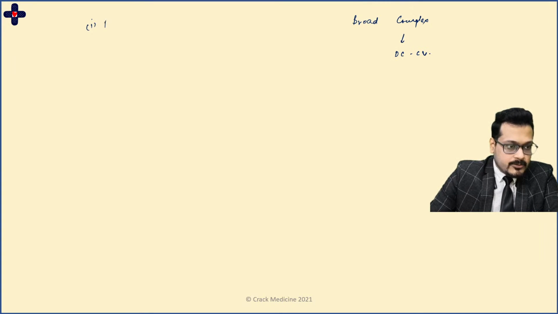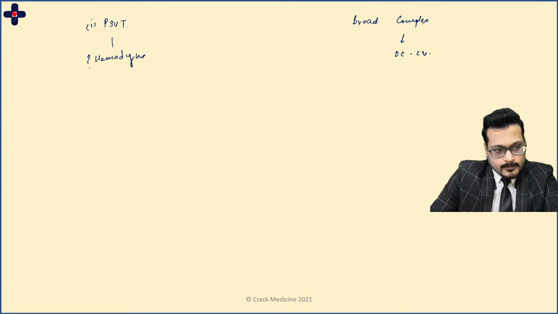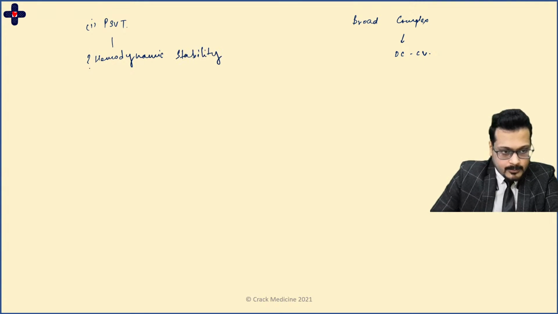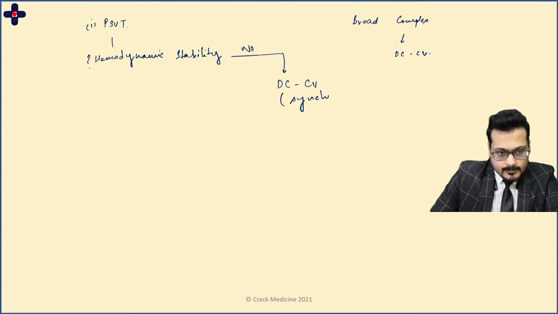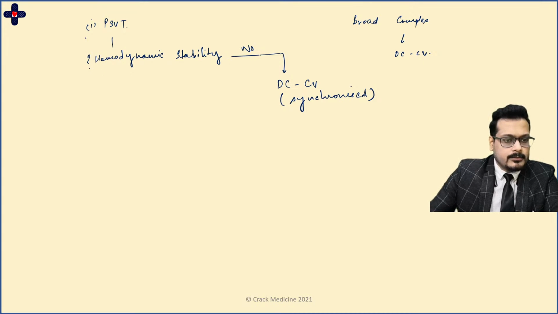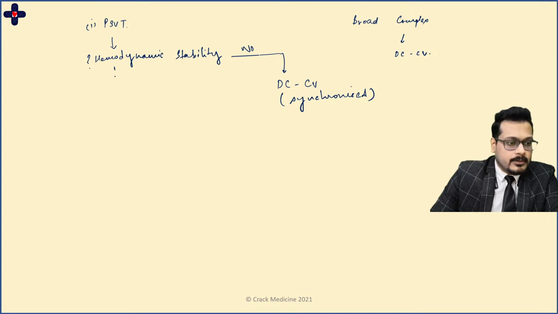In cases of PSVT, you have to decide whether the patient is hemodynamically stable or not. If the answer is no, then you have to go for DC cardioversion, right? Always remember this should be synchronized. Although it will not be given in your question, just remember, if the patient is hemodynamically stable, first go for vagal maneuvers.